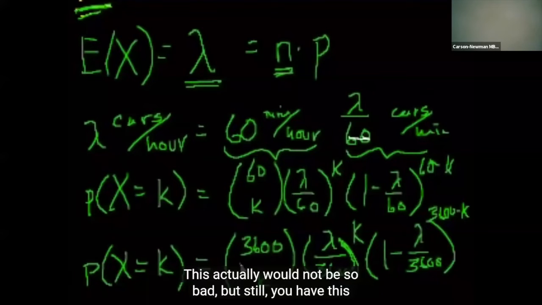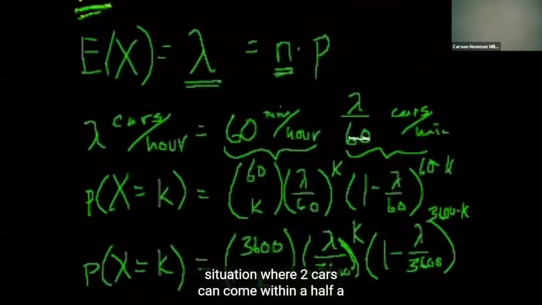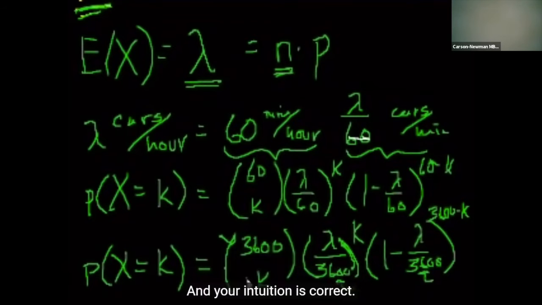And this would be an even better approximation. This actually would not be so bad, but still you have a situation where 2 cars can come within half a second of each other. And you say, okay, I see the pattern here. We just have to get more and more granular. We have to make this number larger and larger and larger, and your intuition is correct.